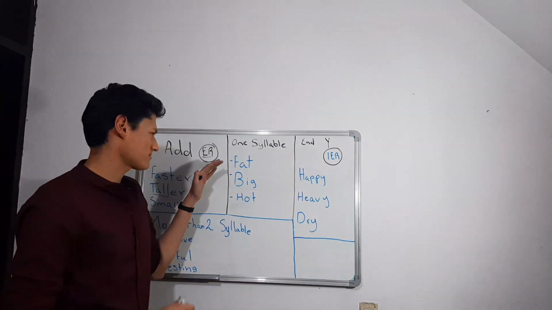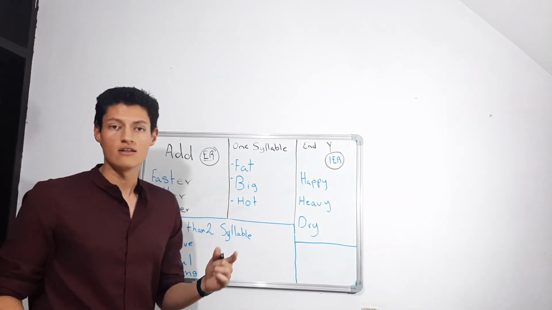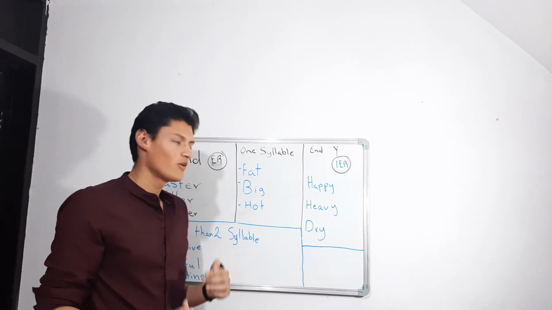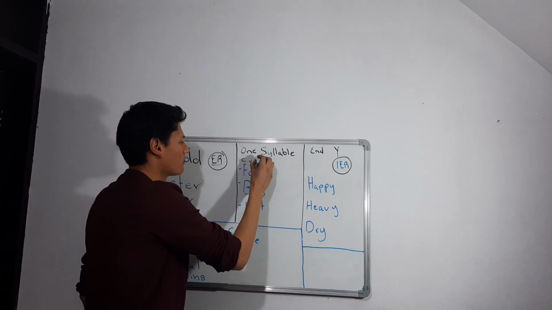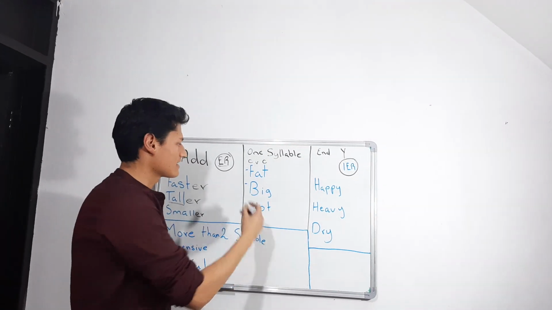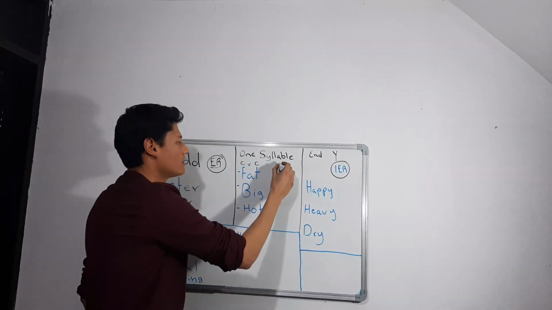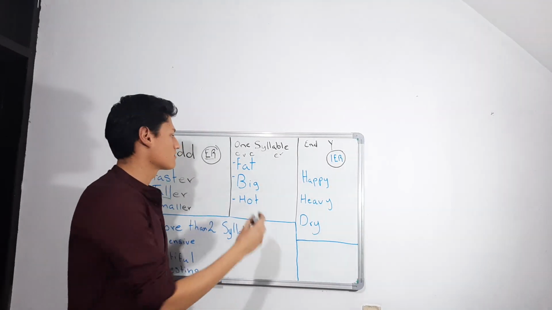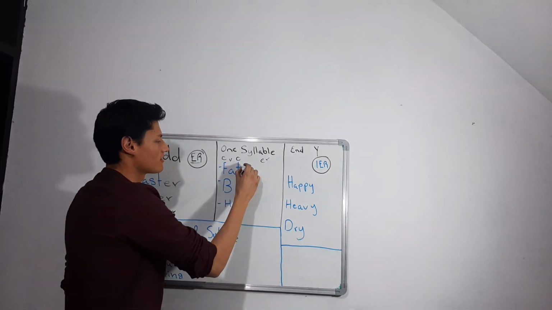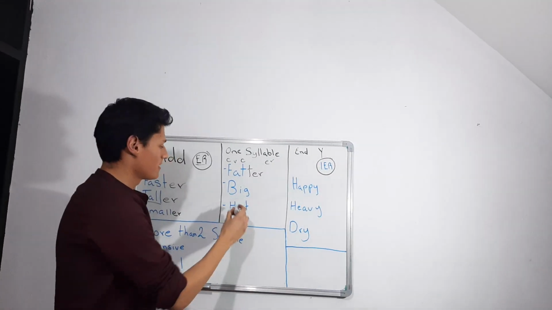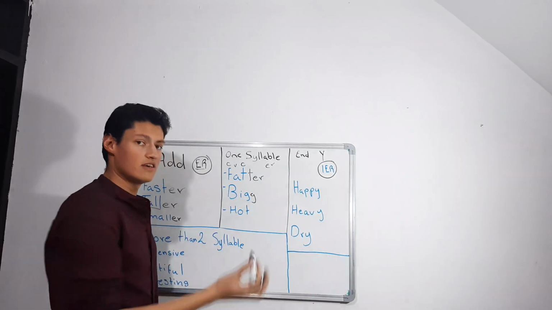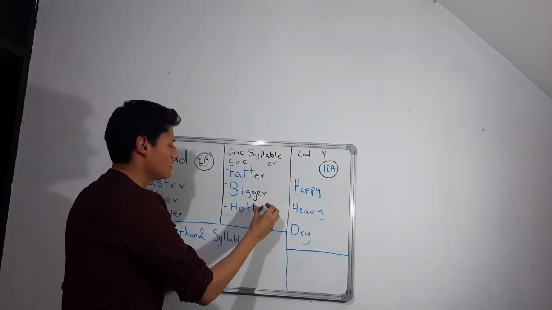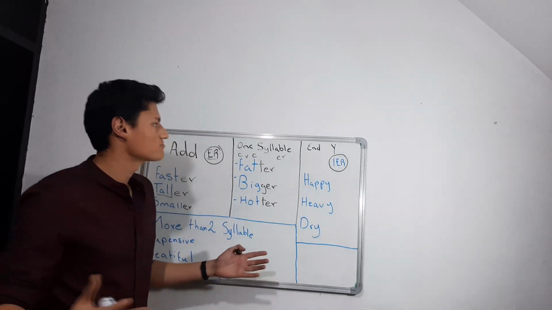We also have adjectives with a rule that they end with consonant, vowel, consonant. In cases like this, we need to add er too, but we also add a double consonant. For example, fat, we add another t, fatter. Big, we add another g, bigger. Hot, another t, hotter. That's easy.